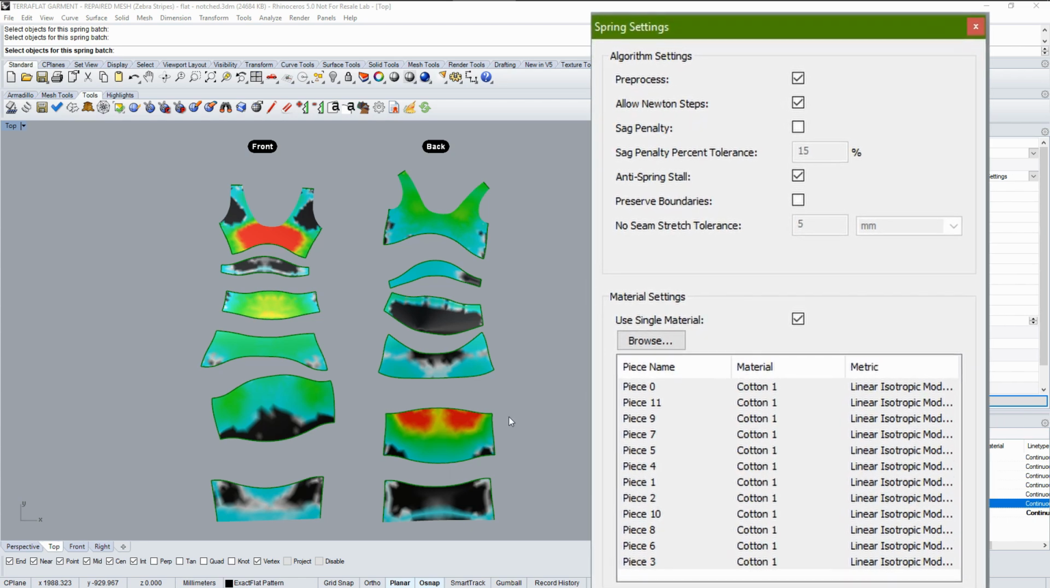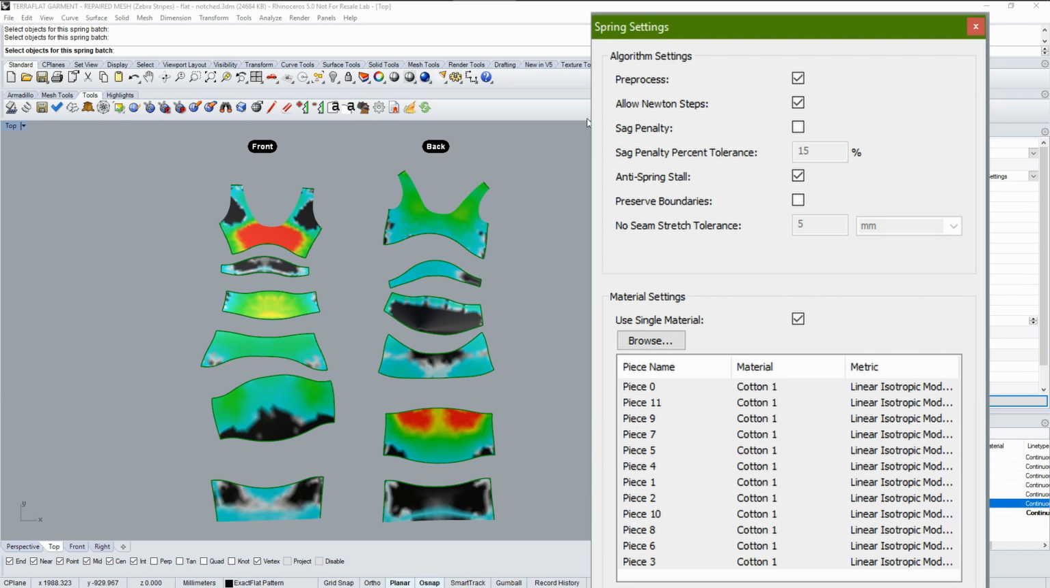Preprocess computes and caches a large dataset of common calculations. Allowing Newton steps engages Newtonian calculations for potential improvement to the pattern. Sag penalty assigns a negative reward to intermediate states that produce excessive sag.